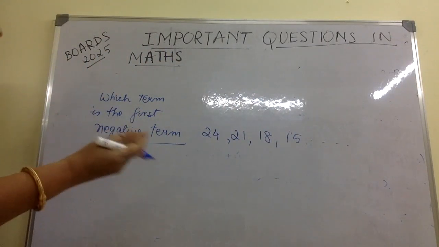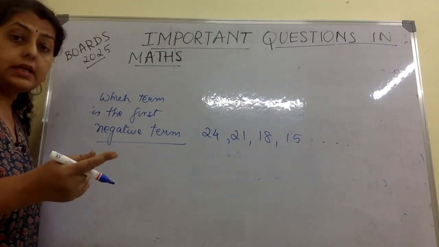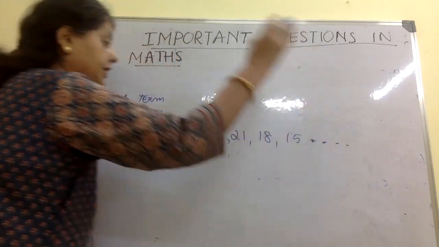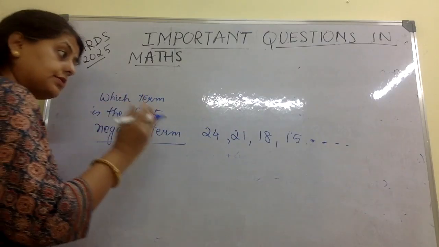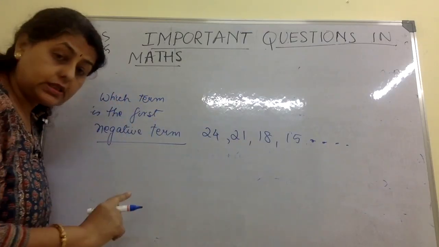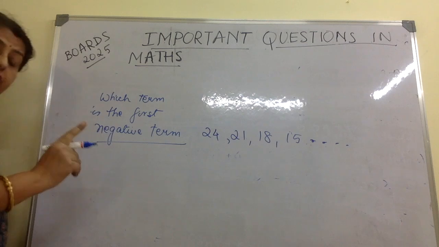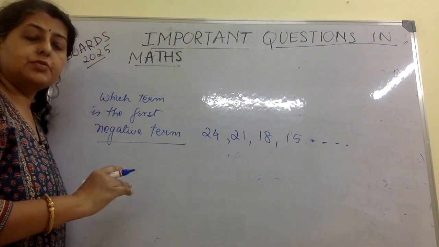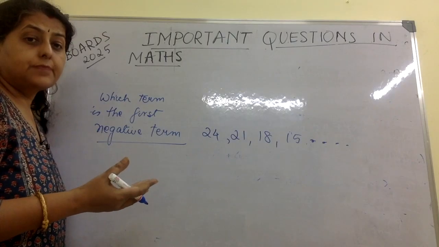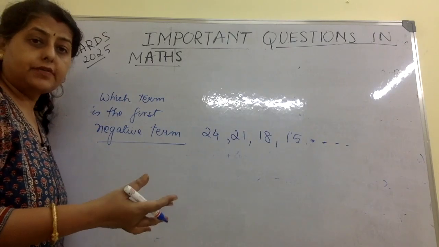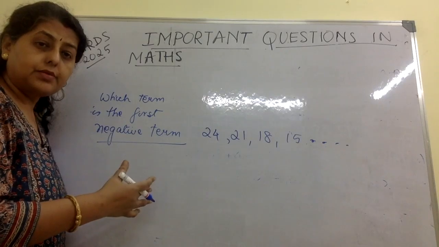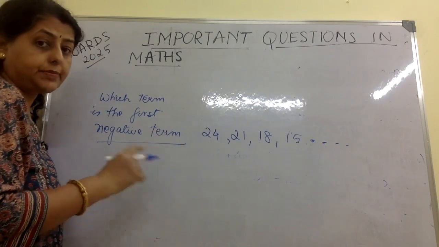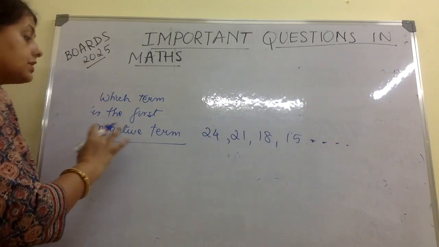Okay, here I have an AP which asks: which term is the first negative term in this AP? The dots mean this is not ending. One thing I can see clearly, this is a reducing AP, so D is going to be negative. This kind of question gets asked only for APs which have D as negative. When D is negative, only then you get this kind of AP. So here, which term is the first negative term?